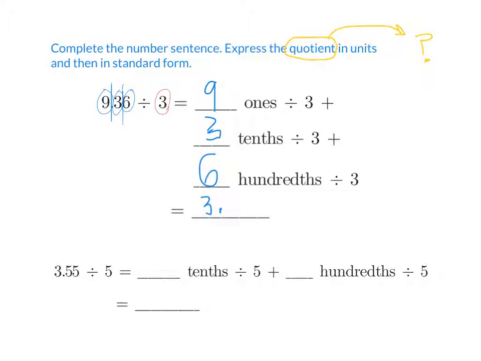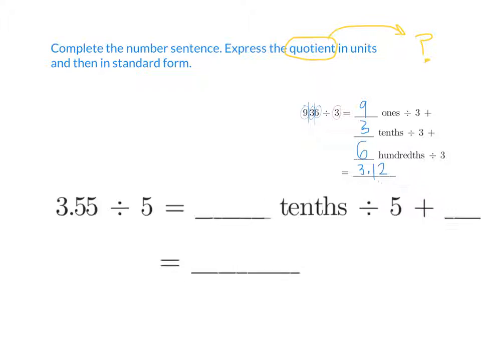Okay. What is 3 tenths divided by 3? 1 tenth. So I can put a 1 in the tenths place. What's 6 hundredths divided by 3? 2 hundredths. So I need to put a 2 in the hundredths place. So you see how we can think about it one place value unit at a time to make it easier. That way we can still use what we know about math facts and we just apply what we know about place value. Make sense? Take a look at this next example.